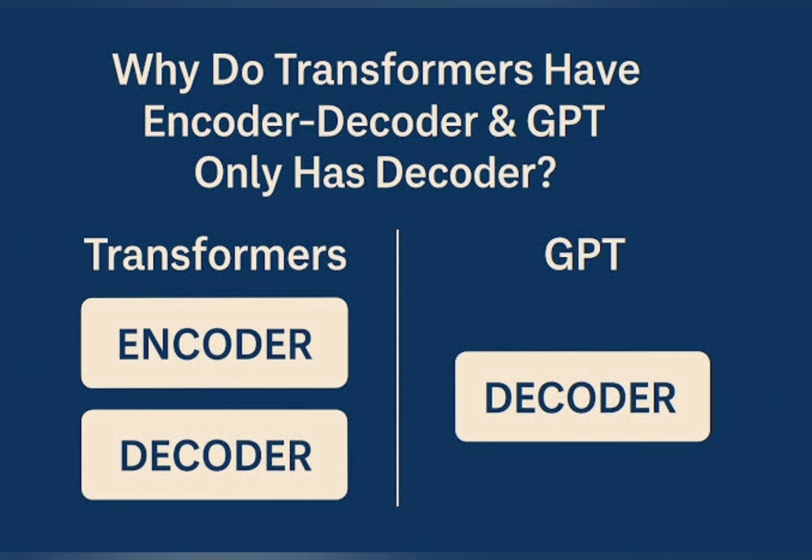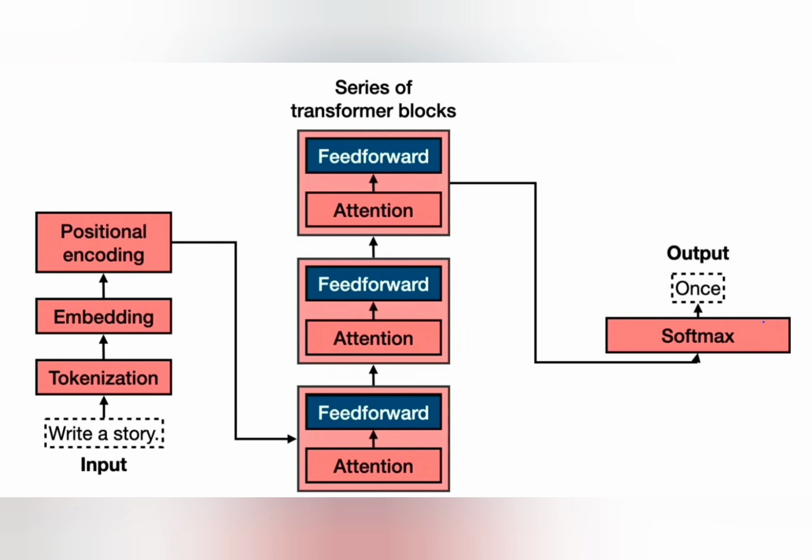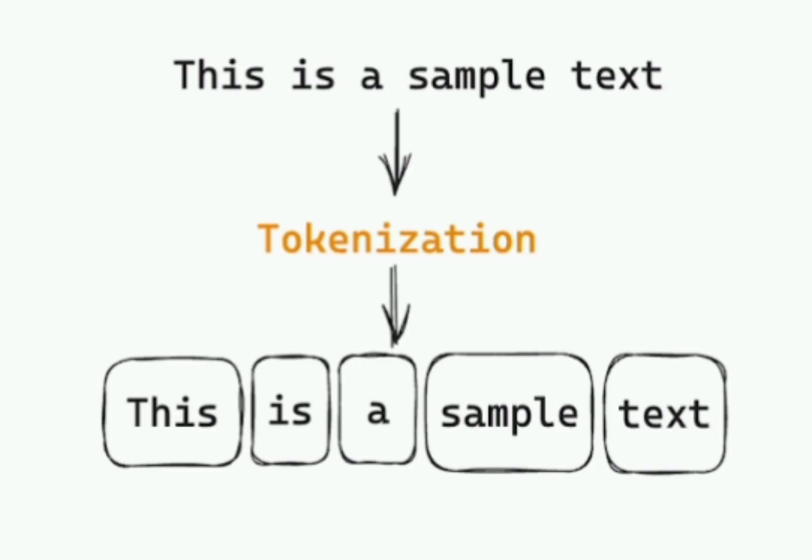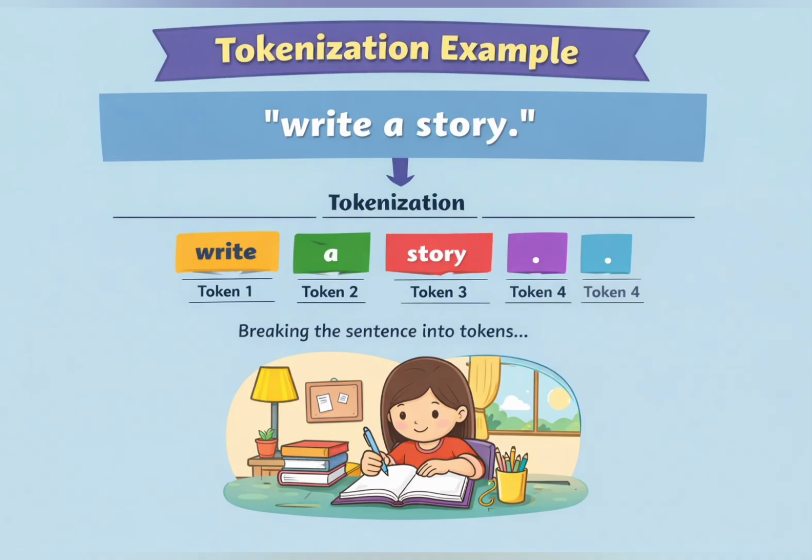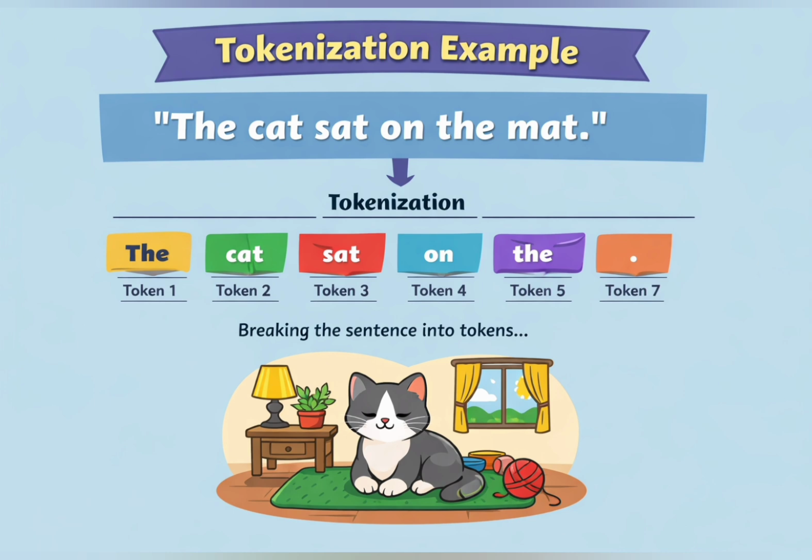Let's see what parts are inside. The first one is tokenization. What is tokenization? It is breaking the text into pieces. Computers don't understand sentences, so the sentence is broken into small pieces called tokens. That's why it's called tokenization. For example, "write a story." Now "write" becomes one token, "a" becomes one token, "story" becomes one token, and even the punctuation becomes one token. Even the punctuation matters. So that is all about tokenization, breaking the text into pieces.